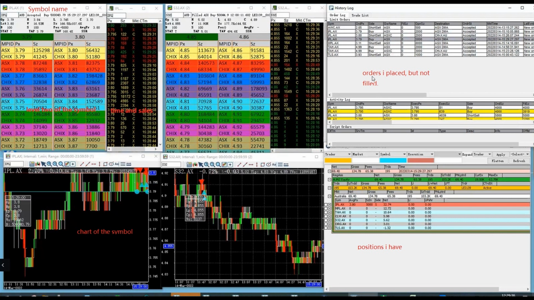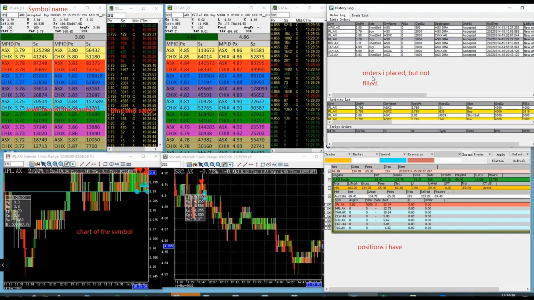I was trading on the Australian market, and here you can see this is the symbol of the market. You can see from here, this is the name of the symbol, and this window is a level 2 window of the symbol. From this window, you can see different gateways and prices and how many shares on the price in real time.